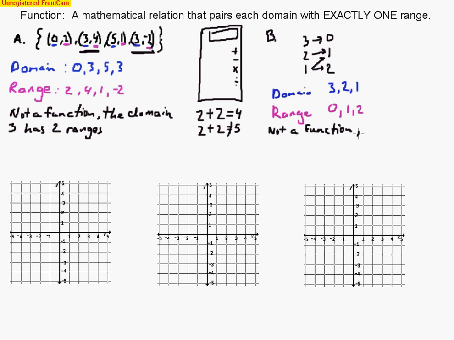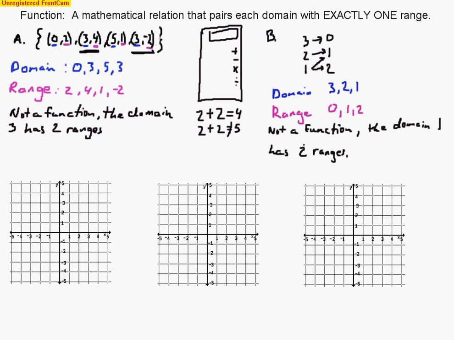And the reason this is not a function is because of that domain 1. And you have to state that. And just say the domain, that is the problem. Which one is the problem in this case? 1 is the problem. The domain 1 has 2 ranges. So there is the problem. And again, it's not a bad thing for it not to be a function. It's just that it's asking which is a function. And those two are not functions.